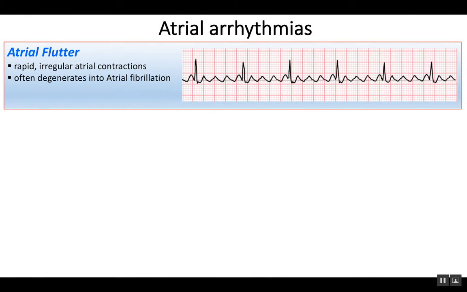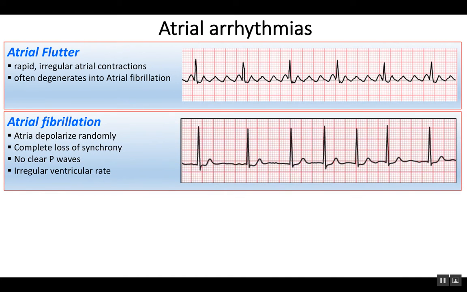Next arrhythmias are atrial arrhythmias. As the name suggests, there's some problem with the atria. So for these, you really look at the P waves. And if there's rapid irregular P waves, then we call that atrial flutter. Often atrial flutter will become more severe and lead to what's called atrial fibrillation.